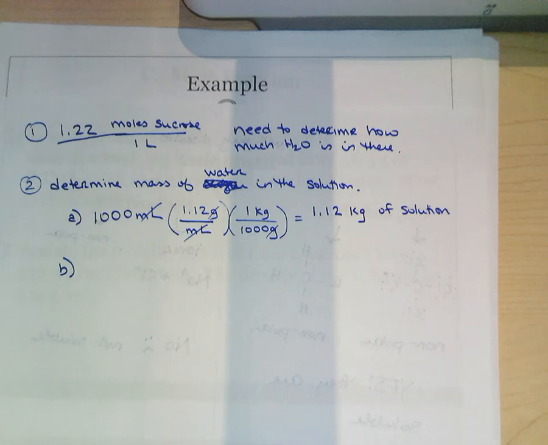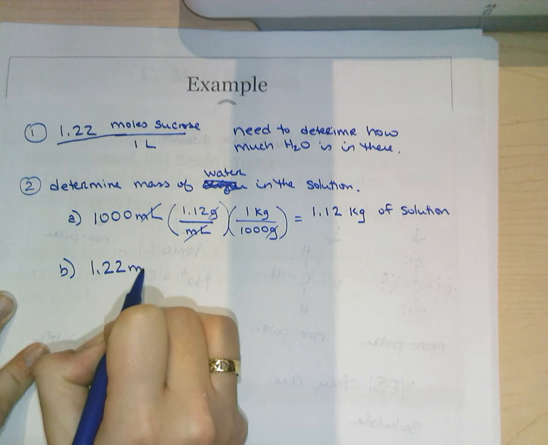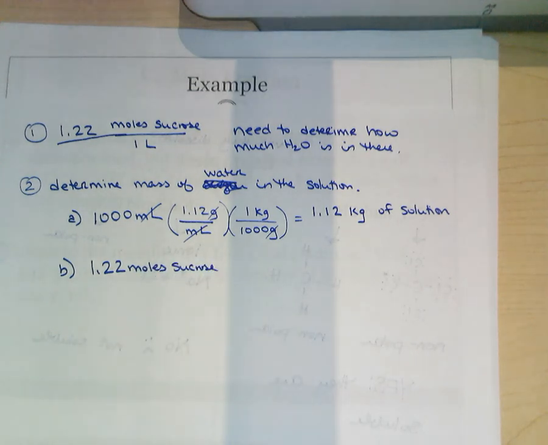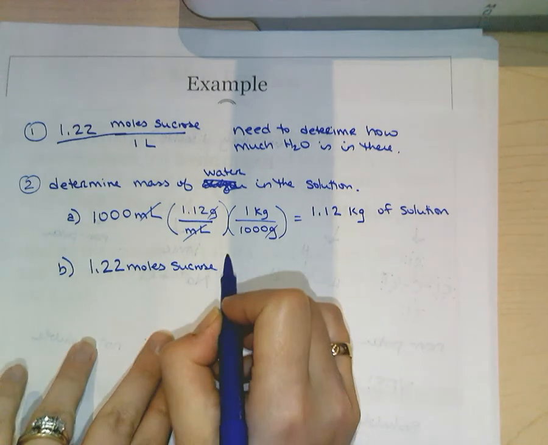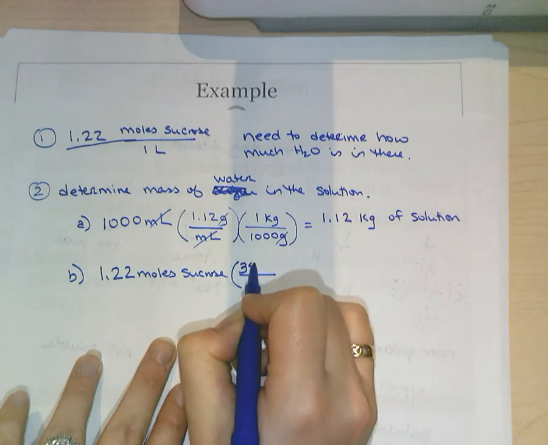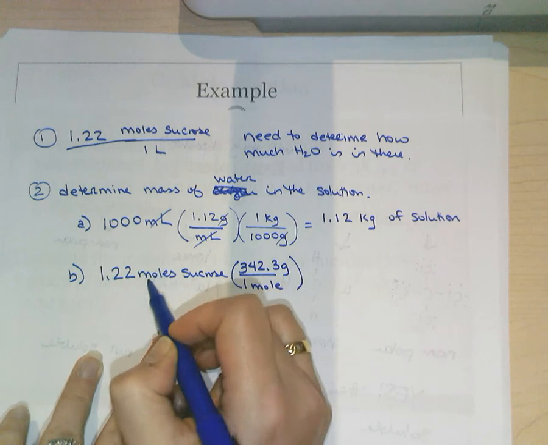So for moles of sugar, I can get the grams of sugar using, everyone's screaming at once, I can't hear you, molar mass. Yes, using molar mass. Good. So we know we have 1.22 moles, using the molar mass of that, which was given in the problem over here, 342.3 grams per 1 mole. Again, convert that to kilograms.